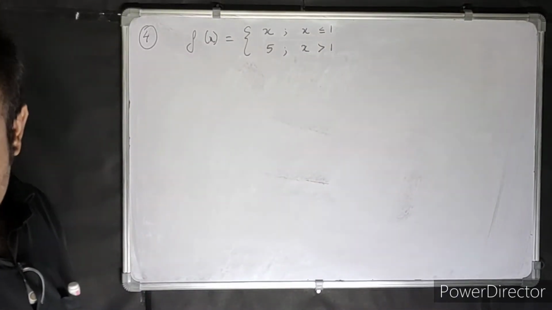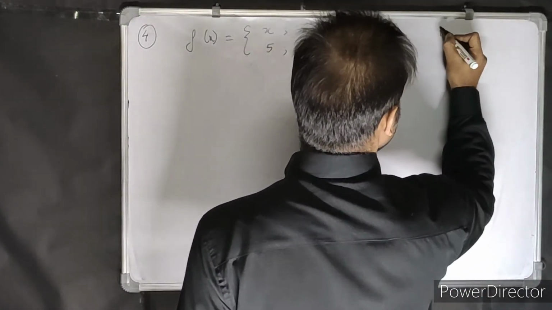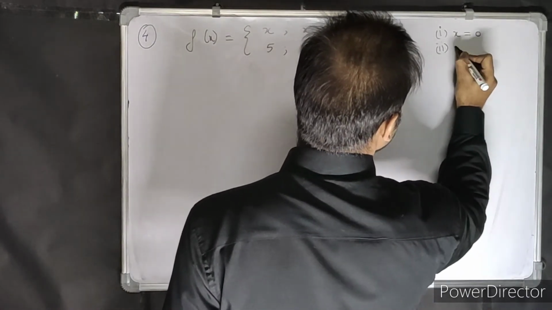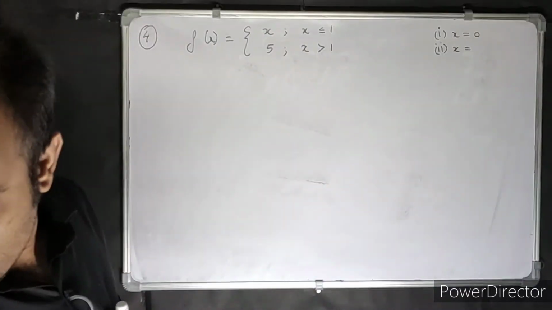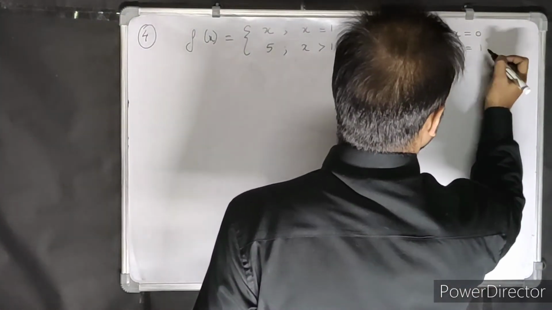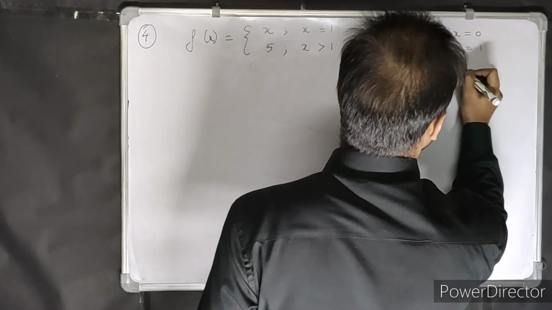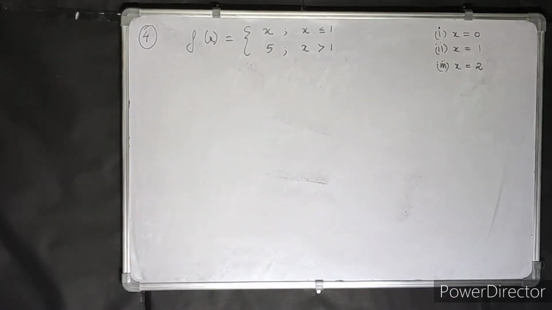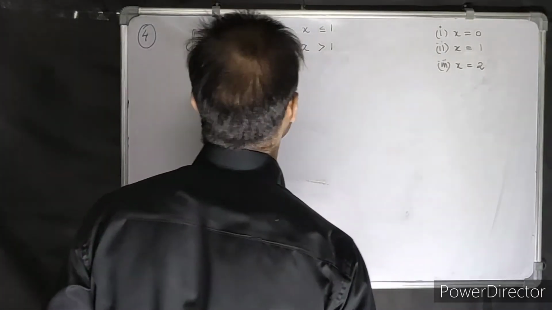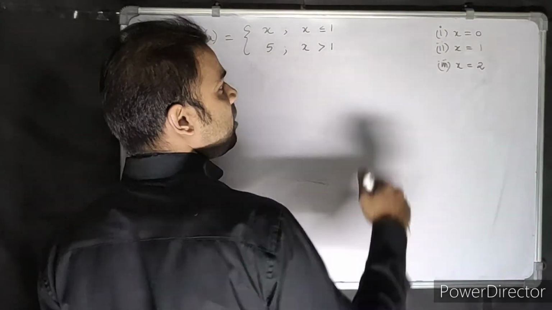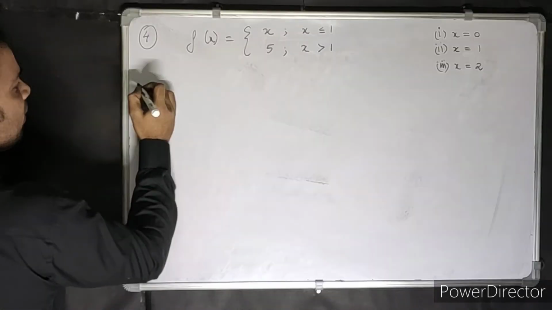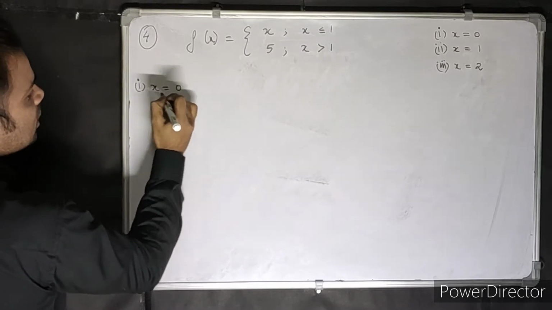And there are 3 parts to this question. Question 4 has 3 parts. First, you have to check if it's continuous at x equal to 0. Second, you have to check x equal to 1. And third, you have to check x equal to 2 or not. At which point it's continuous. Okay. That's what we have to check. Is the function continuous? Yes, that's what they are asking you. In the first one, x equal to 0. Second one, x equal to 2. So let's check. First one, x equal to 0.